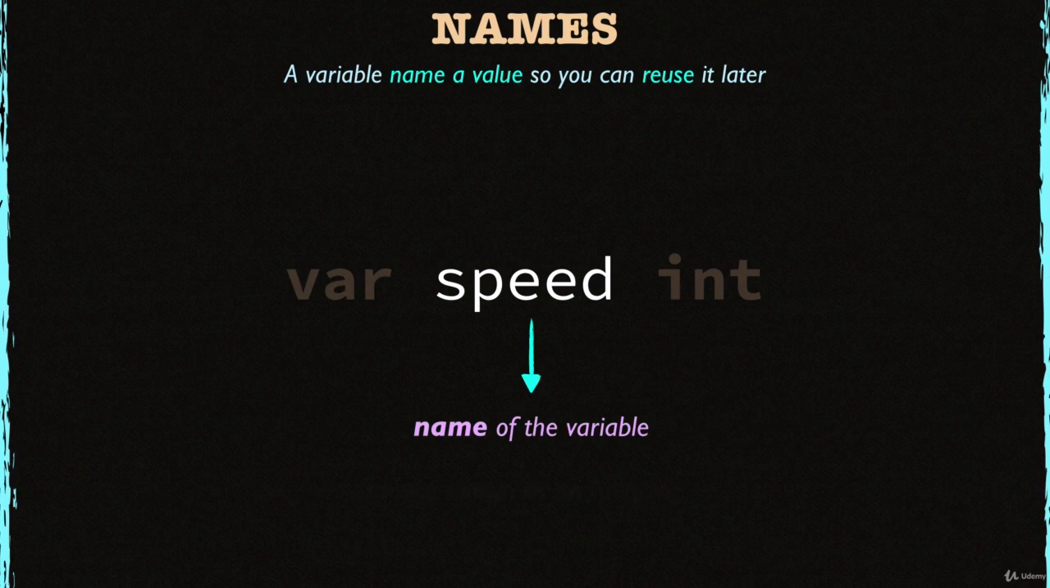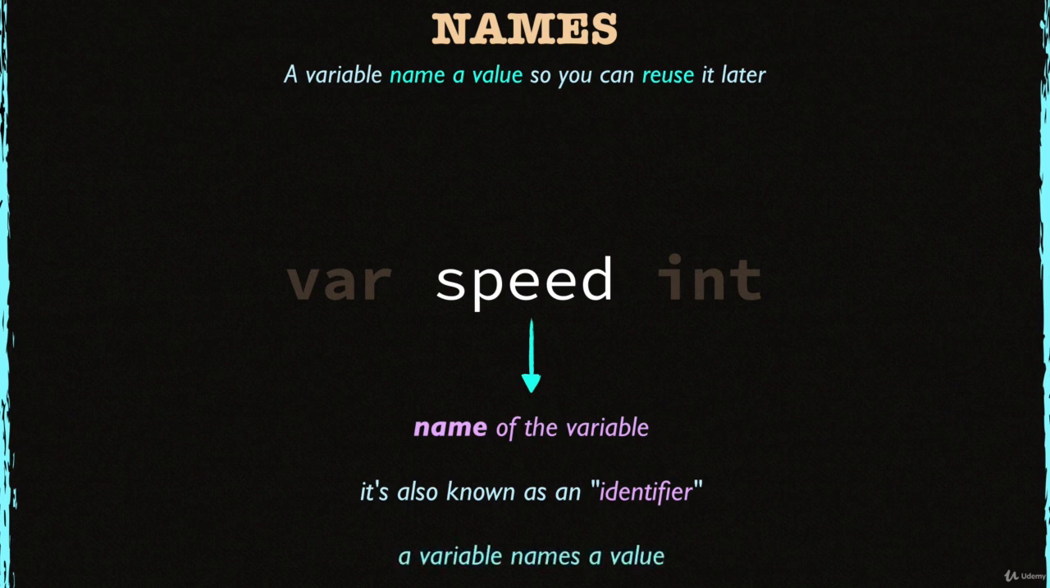More formally, names are also called identifiers. A name or an identifier helps you and Go to understand which variable you are referring to. And as I said before, a variable gives a name to a value, so you can reuse it later. Naming a variable is such an important concept that there's a saying that goes like this. There are only two hard things in computer science: cache invalidation and naming things. And I agree with that.